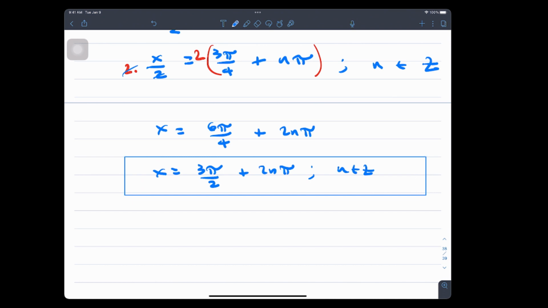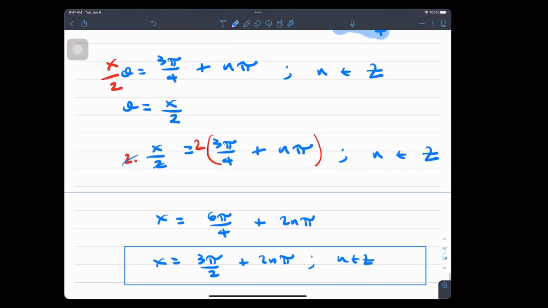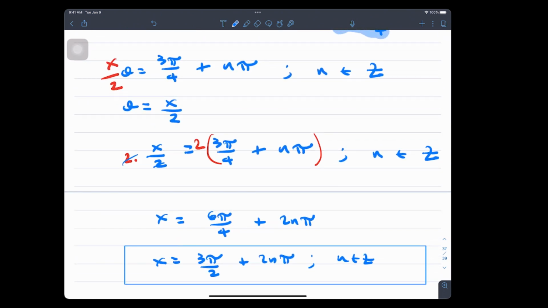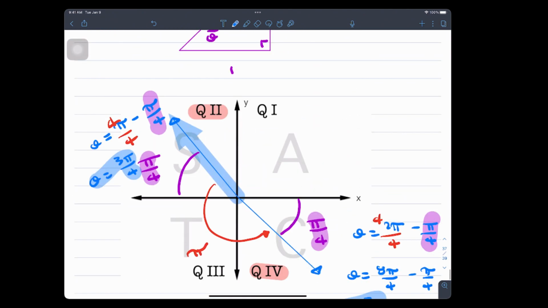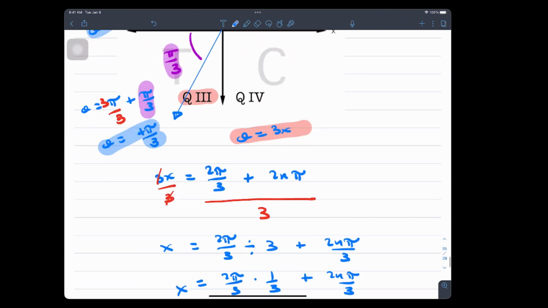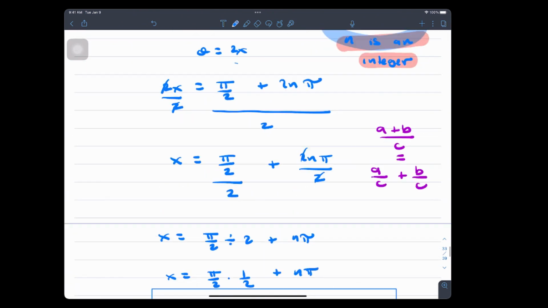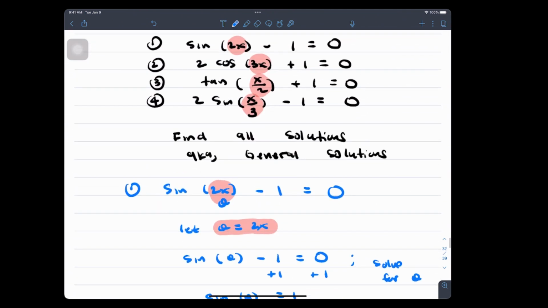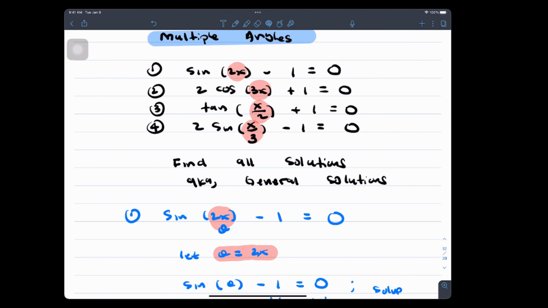So, ladies and gentlemen, here you go. This is how we solve these trig equations when you have what's called multiple angles. Just change the variable back and solve for x, that's all. Change a variable to begin with and go back. And these are all the solutions here. So it's an exercise in these multiple angles.